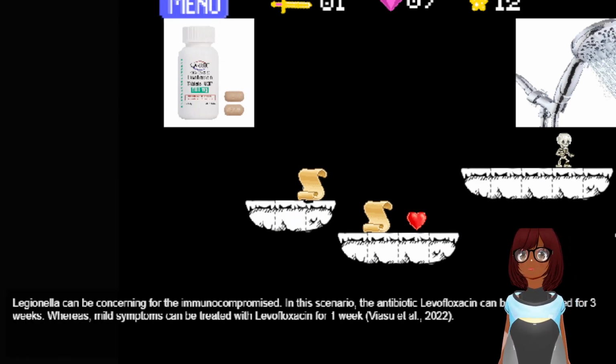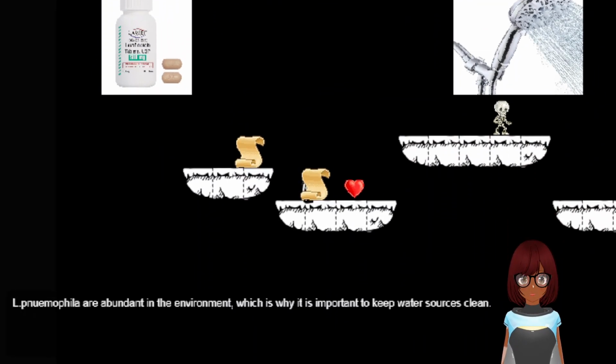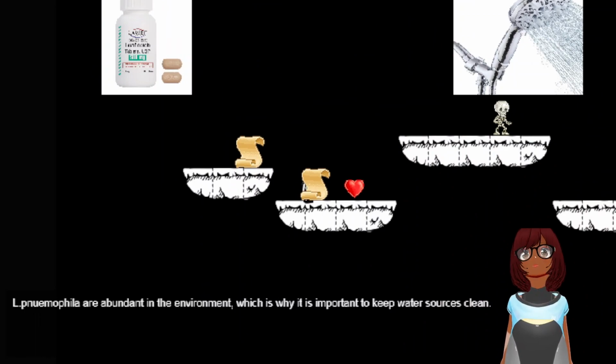Legionella can be concerning for the immunocompromised. In this scenario, the antibiotic above on the left, levofloxacin, can be administered for 3 weeks, whereas milder symptoms can be treated with levofloxacin between 3 days and up to 1 week. Legionella pneumophila are abundant in the environment, which is why it is important to keep water sources clean.